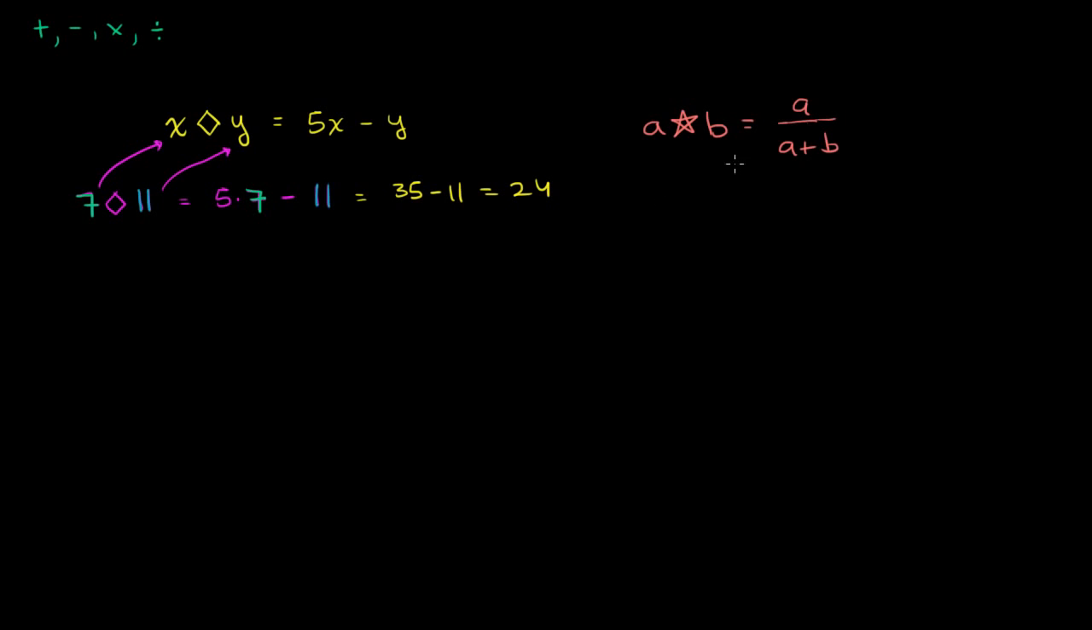And so same idea. What would 5 star 6 be? Well, you go back to the definition. By definition, every place where you see the A, you would now replace with the 5. Every time you saw the B, you would now replace with the 6. So this is going to be equal to 5 over 5 plus 6. A is 5, B is 6. So this would be 5 elevenths. And then you can compound them.